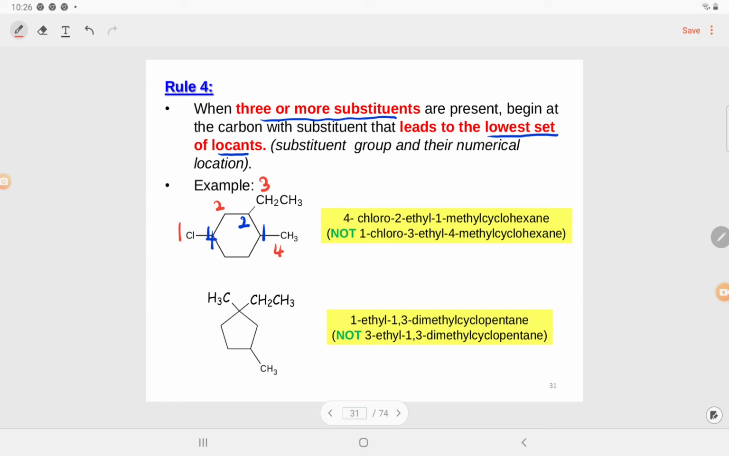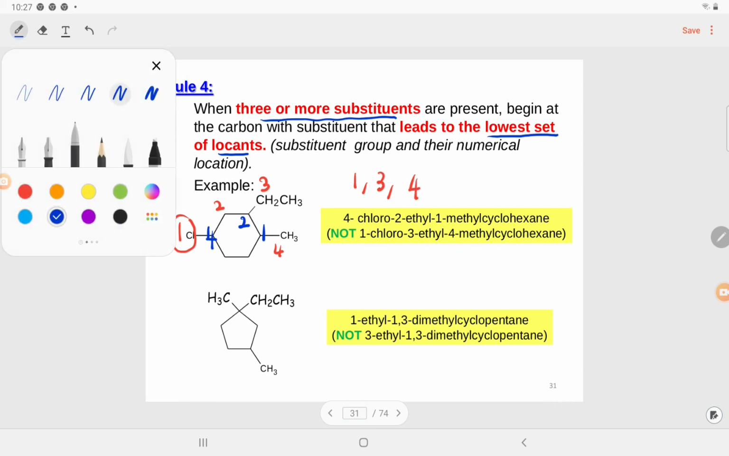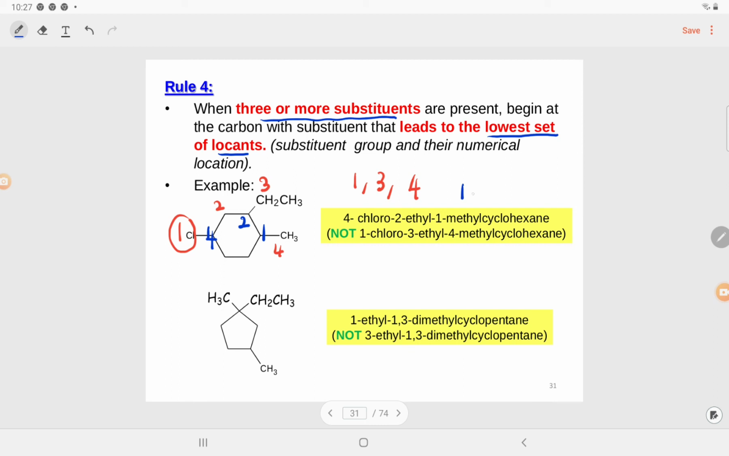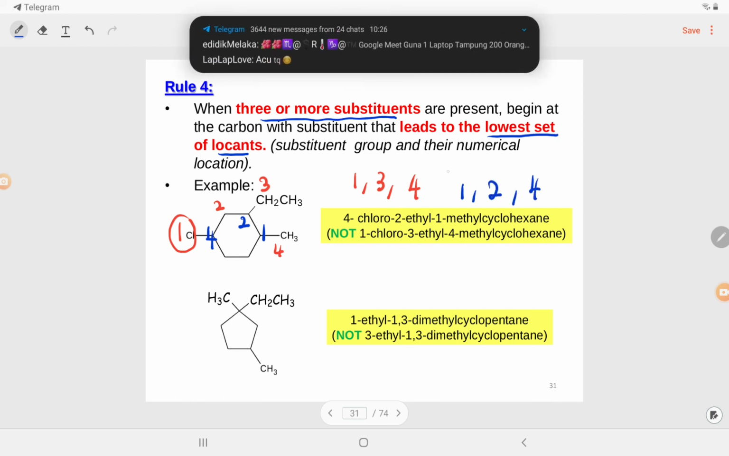So, the red color, the position of the substituent allocates number 1, comma, 3, 4. The blue color numbering of substituents is 1, 2, 4. Which comes first? Follow the first point of difference. So this should be accepted.